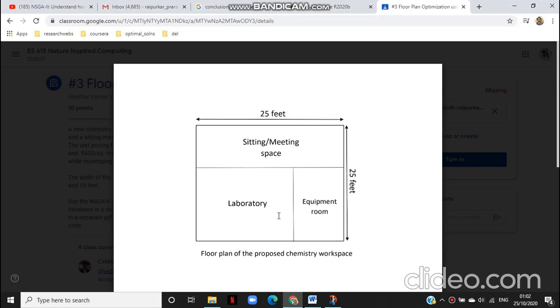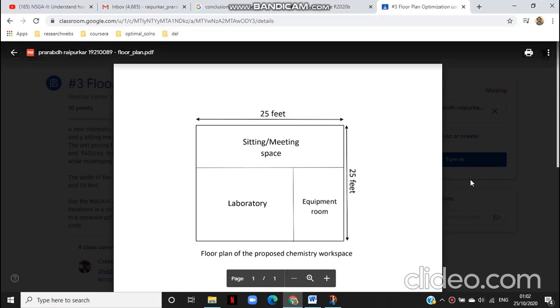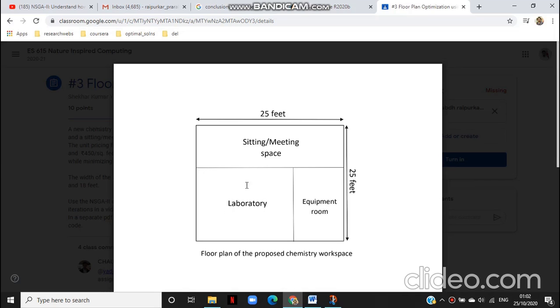One thing to note here is that for our algorithm in coding, instead of doing a maximize problem, we will make the problem both minimize and minimize. How will we do that? Instead of saying we are maximizing the laboratory area, we will say we are minimizing the sitting space plus equipment room. We just have to change the function, and at last, while showing the Pareto front, we will show the original maximizing and minimizing objective functions. We will convert it back.